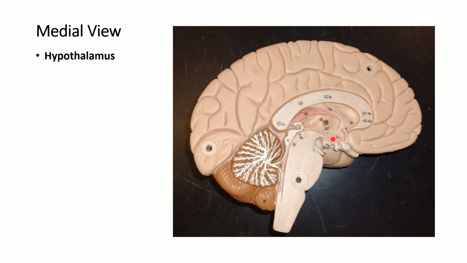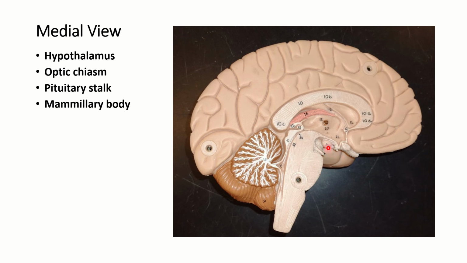And this area is the hypothalamus, and inferior to that is the optic chiasm. This is the optic tract, and this is the optic nerve and optic chiasm. This is the pituitary stalk. The pituitary gland is not here actually, but this is the pituitary stalk or infundibulum. Mammillary body is also part of the hypothalamus. It is located posterior to the pituitary gland. The pituitary gland is bigger.